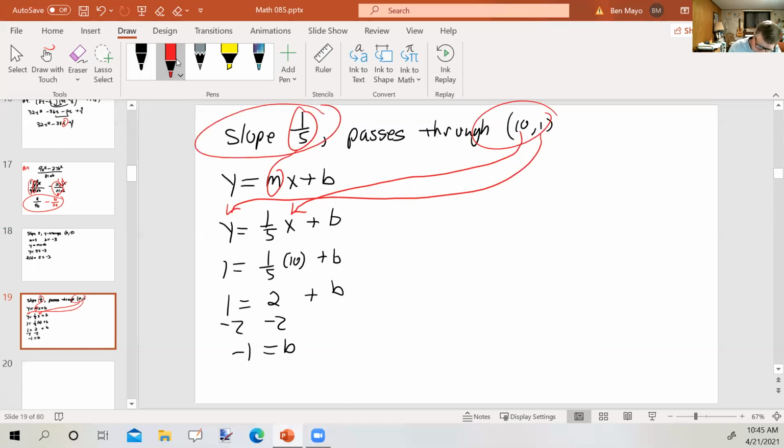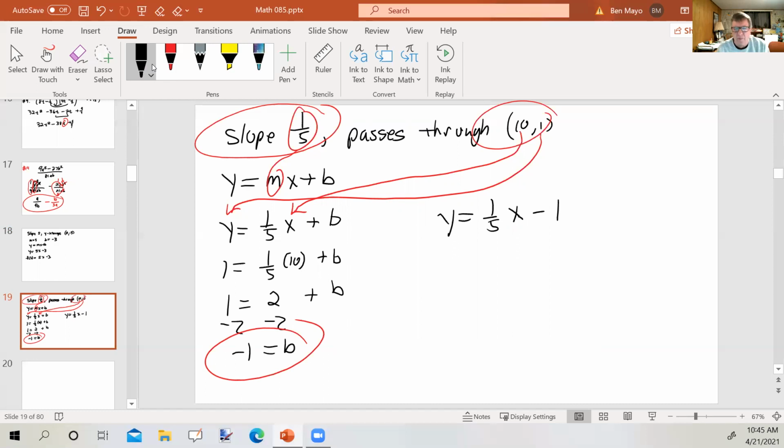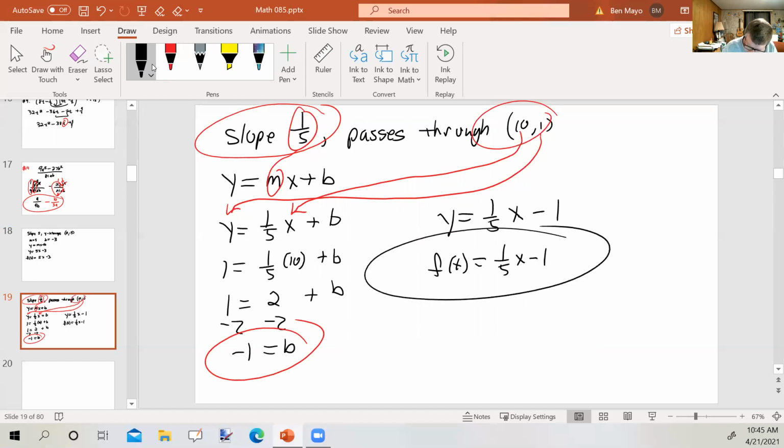Well, we know the slope, and now we know the y-intercept. So y equals mx, and then plus b. We could write plus -1, but just -1 is less work there. All I need now is to change into function notation. So there we have a function with a slope of 1/5 that passes through the point (10, 1).